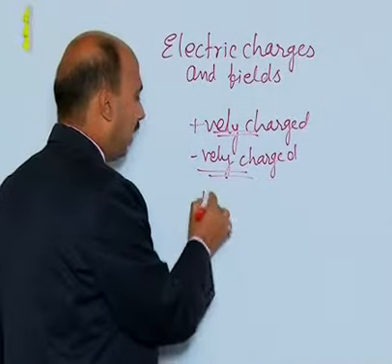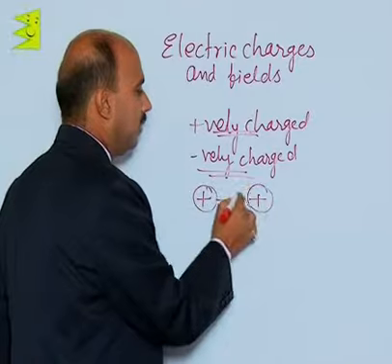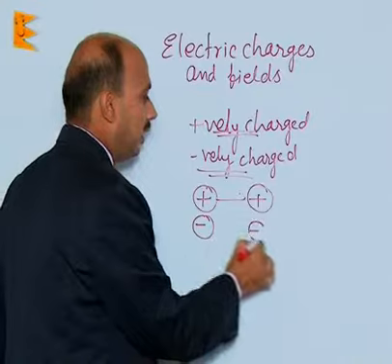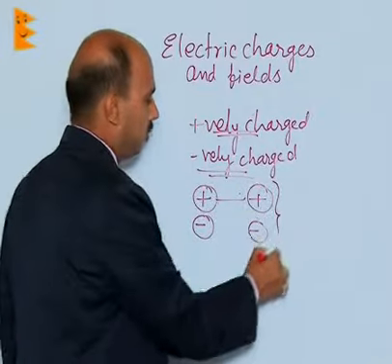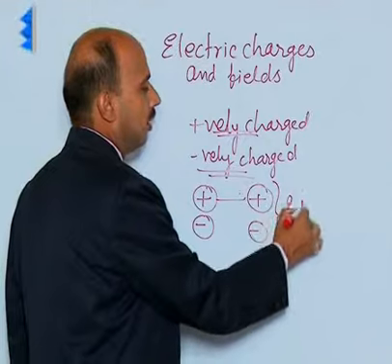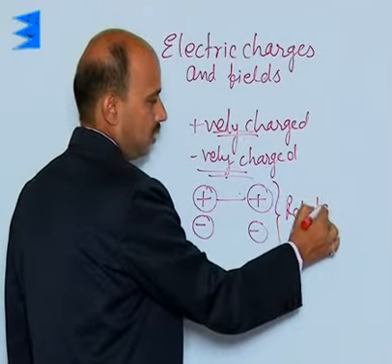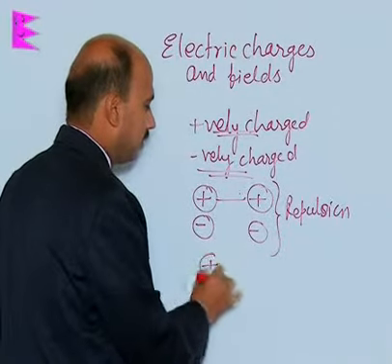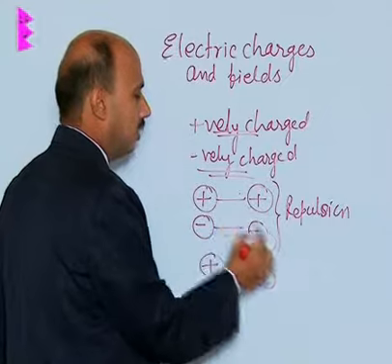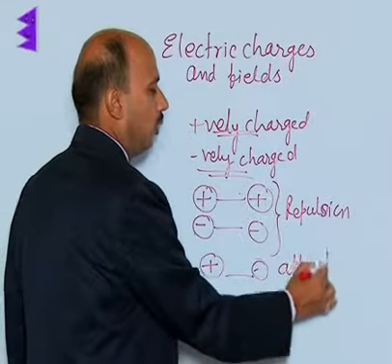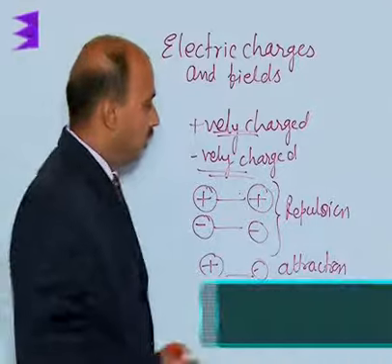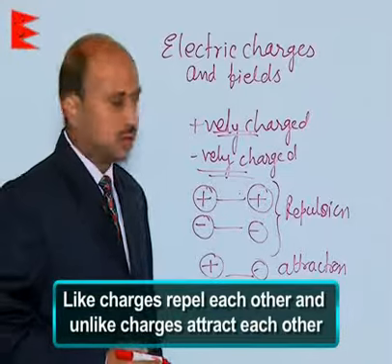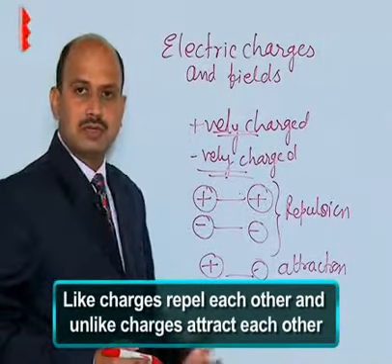When two positive charges are brought together, there will be repulsion between them. If you take negative and negative also, there is repulsion. Now, if you take one positive and one negative, then there will be attraction. So here we can conclude that like charges repel each other and unlike charges attract each other. So this is about attraction and repulsion.